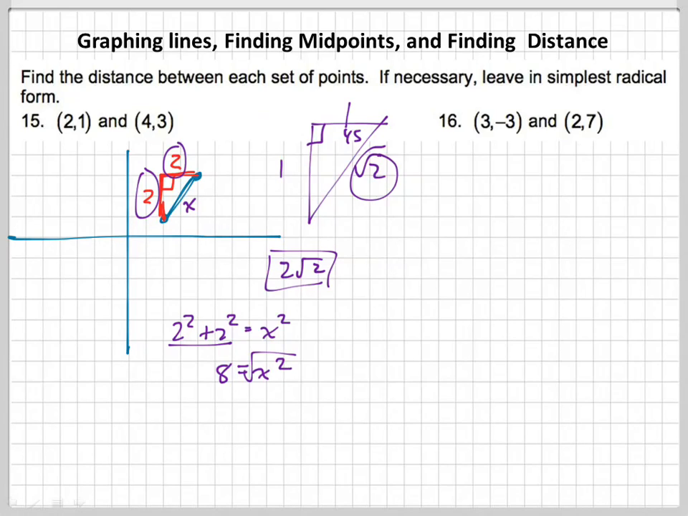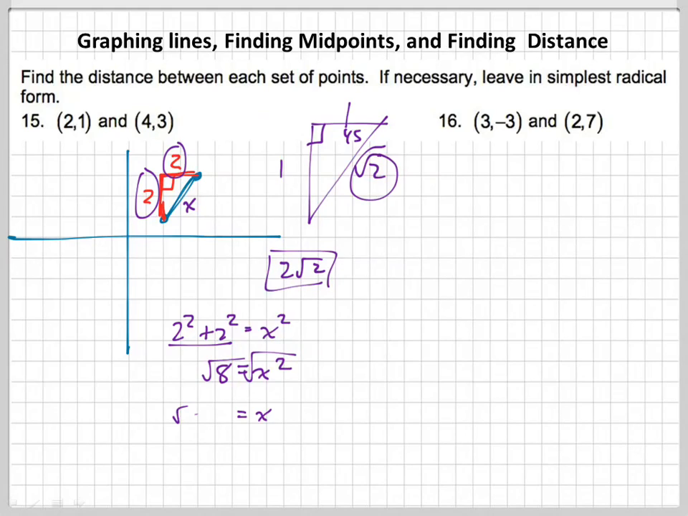You would square root both sides. This would be x. And on this side, you would have to simplify the radical 8. If you don't remember how to do this, check out my website in Unit 5. I found someone else's video, and I thought they did a pretty good job of explaining it. I don't have my own video for it yet.